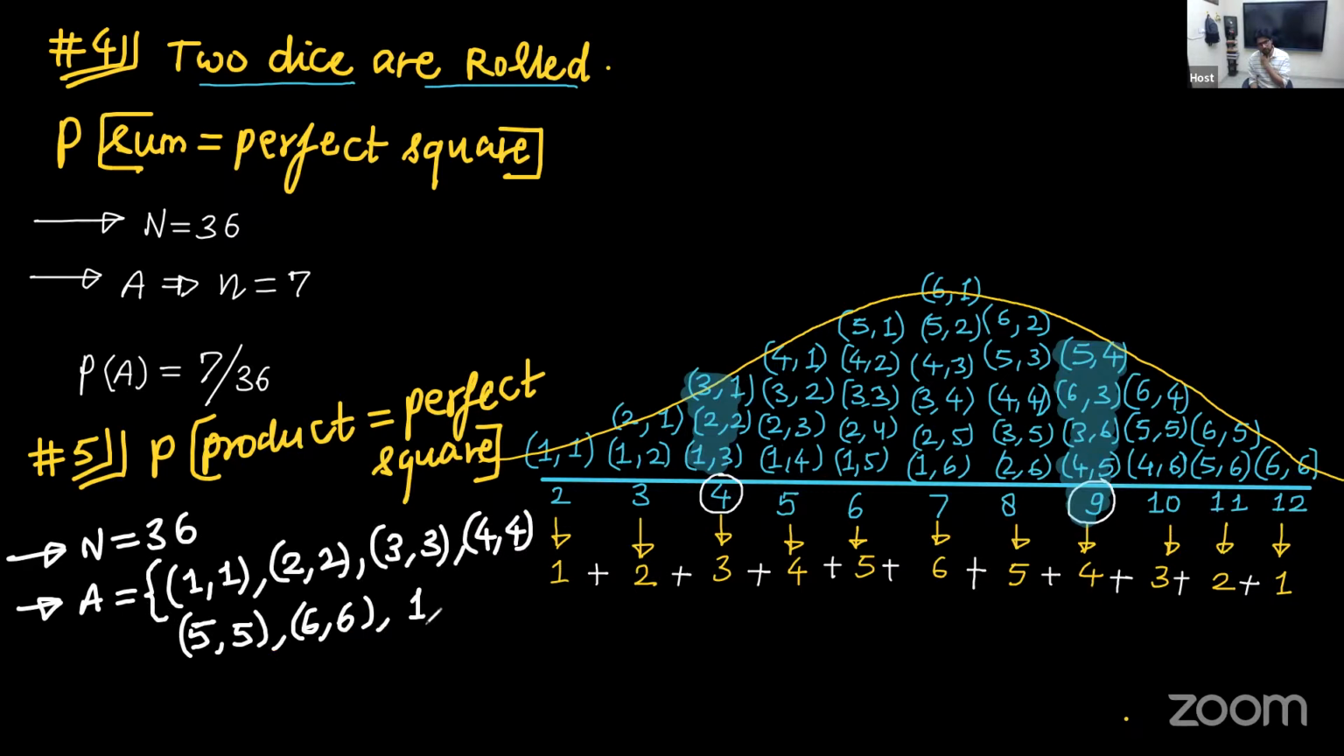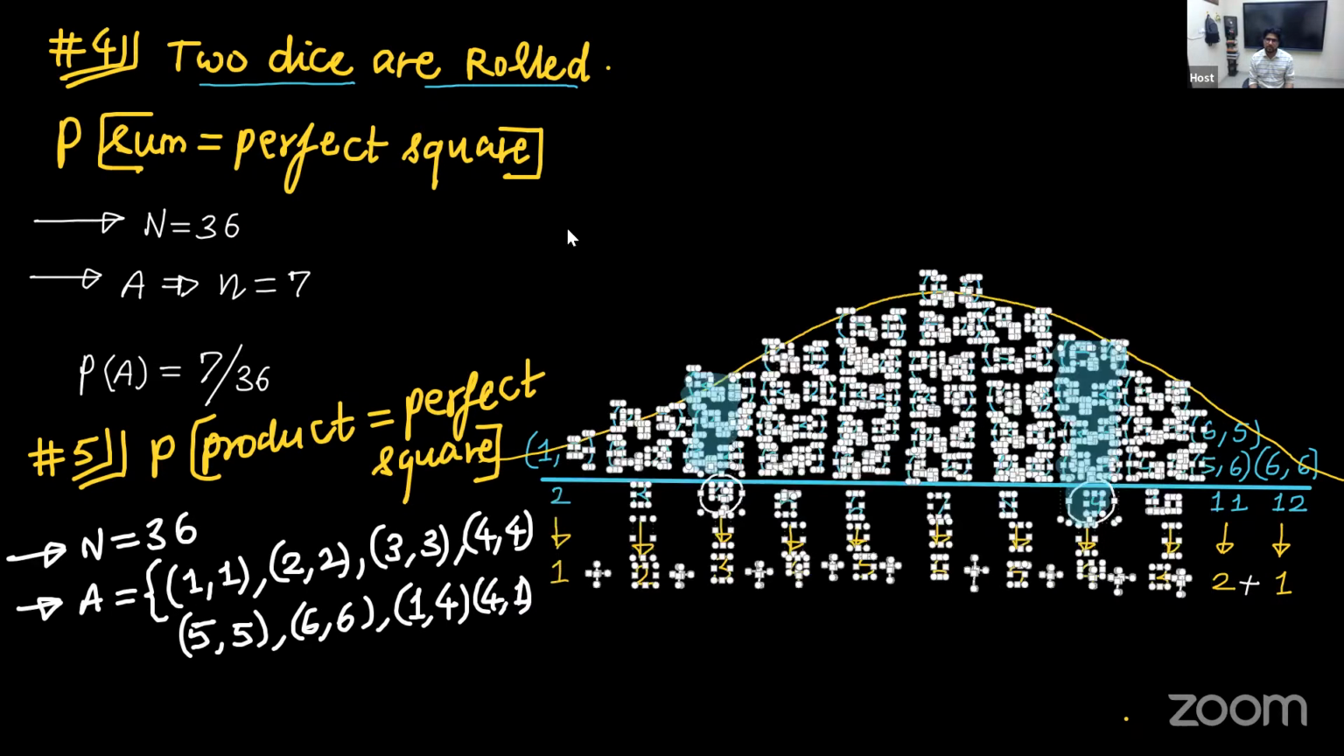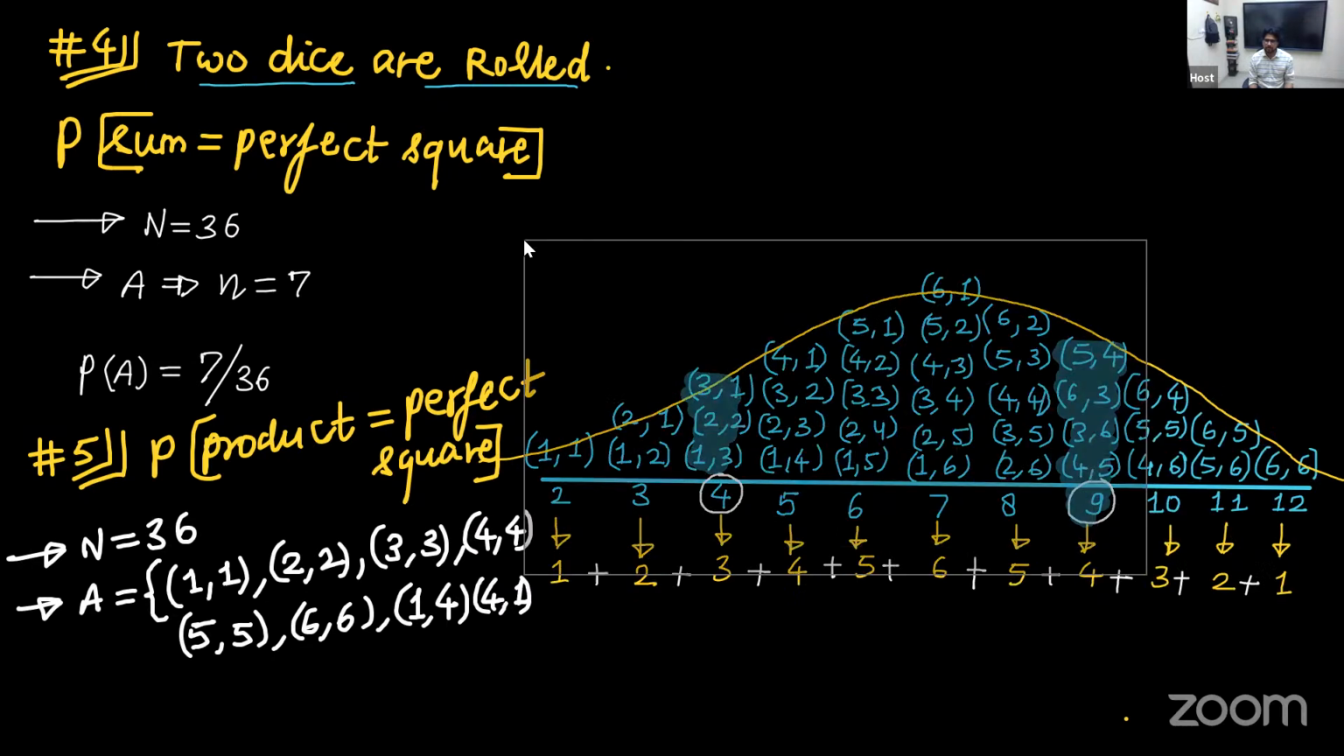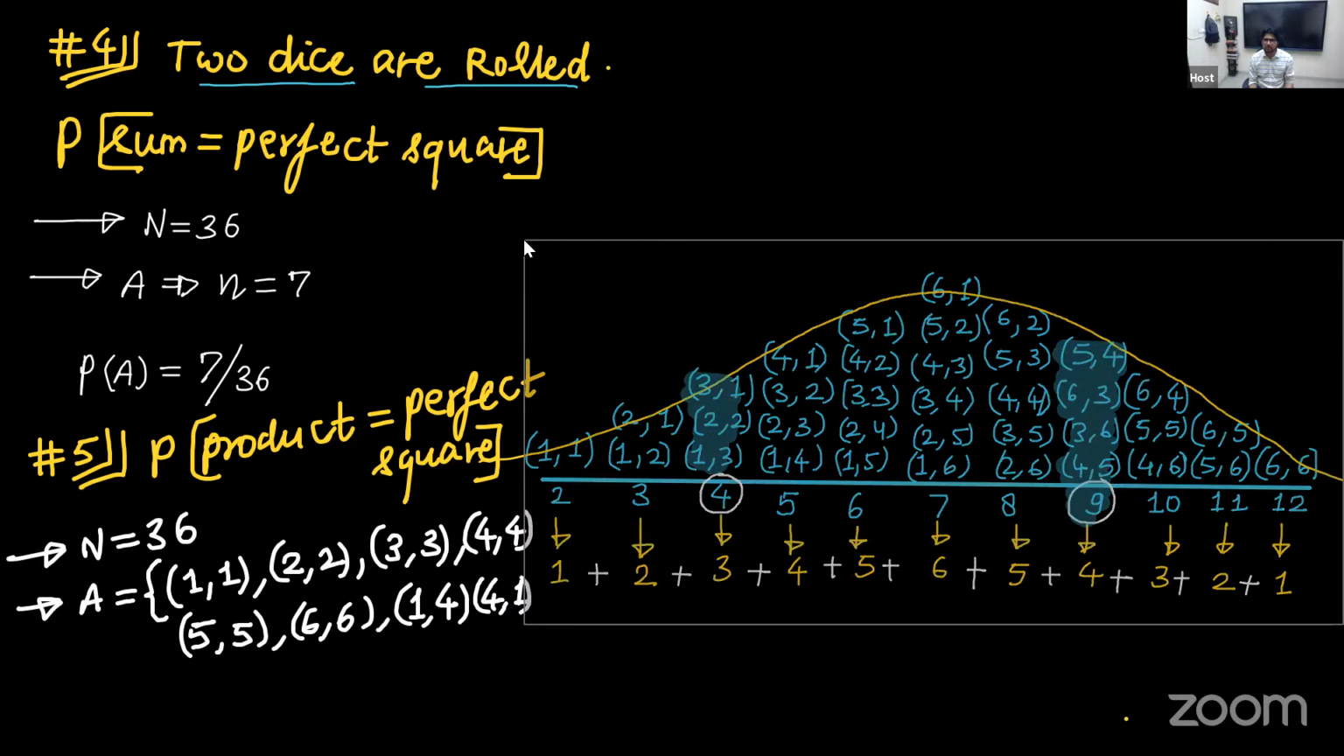One more possibility: the product of 1 and 4 is also a perfect square. And one more: the product of 4 and 1 is also a perfect square. So there are these favorable outcomes.